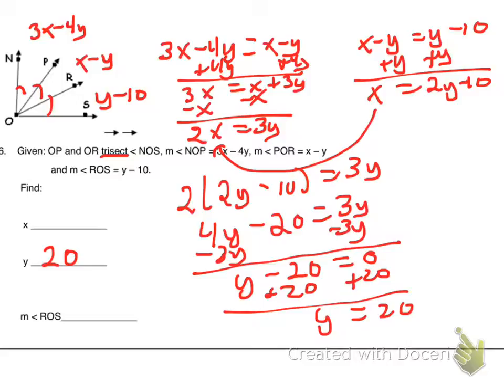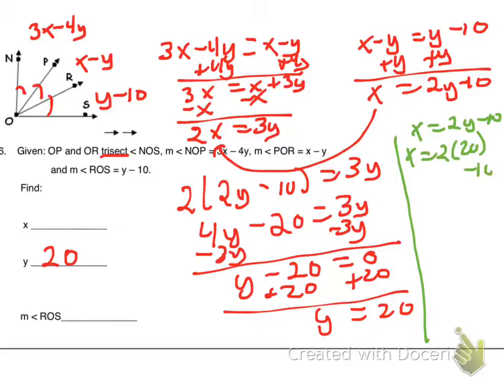So I'm going to go to a different color now. And now I need to solve for x, and I know that x is equal to 2y minus 10. So x is equal to 2 times 20 minus 10, which is 40 minus 10, which is 30. So x is equal to 30.